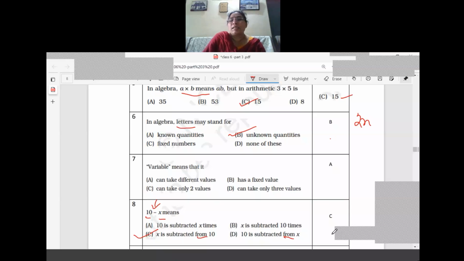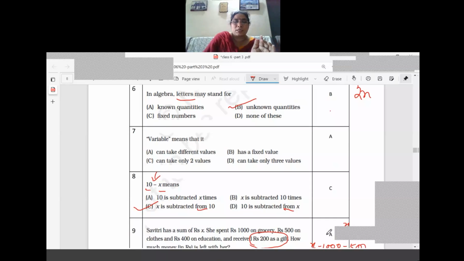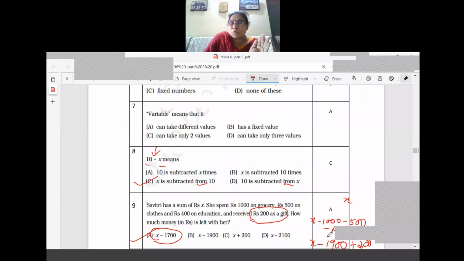Now how to read 10 minus x in algebra? How to read 10 minus x? x is subtracted from 10. 10 is coming first, right? x is subtracted from 10. Again, I think you understood now. Now we can move to the next question. Savitri has a sum of rupees x. That means x is the amount she is having.